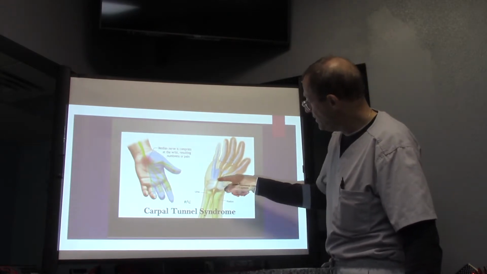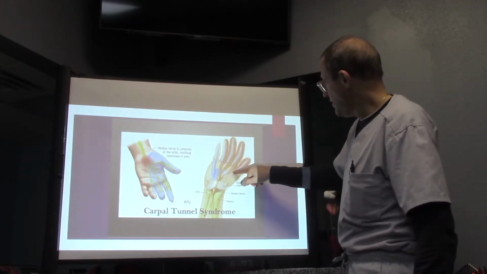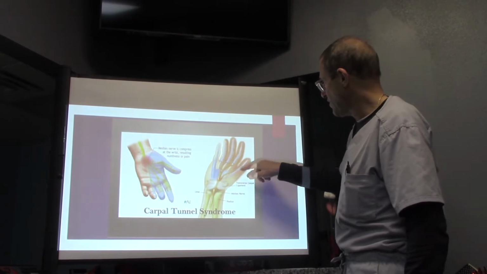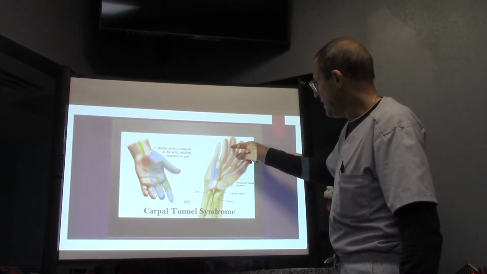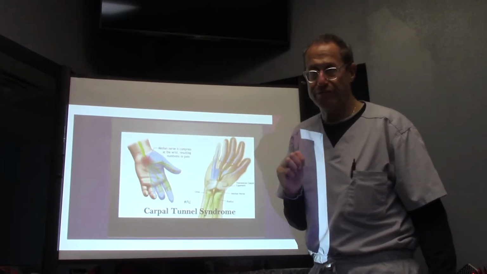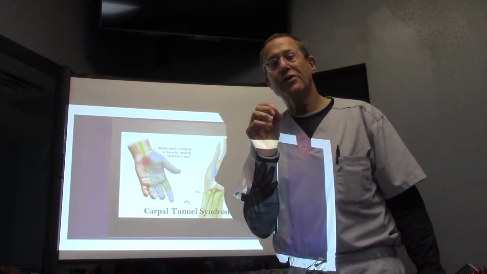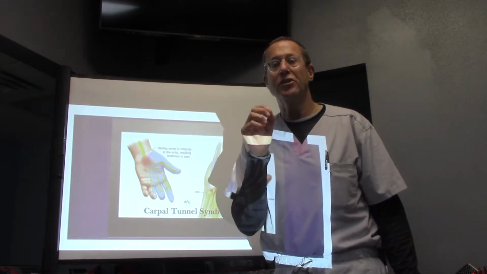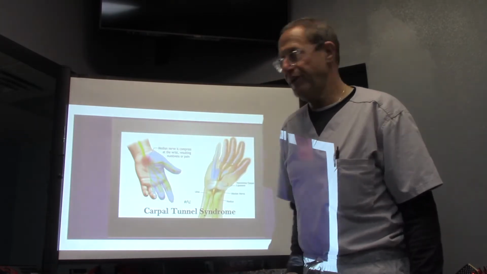And if you notice, this median nerve branches and it innervates the thumb, the index finger, the third finger, and a little bit, half of the fourth finger or the ring finger. All right, so it's very specific as far as the locations which they innervate.